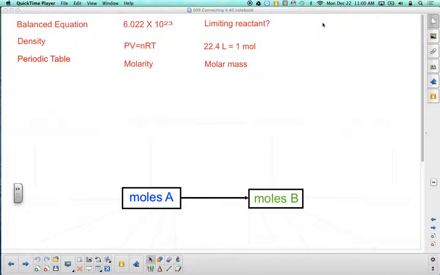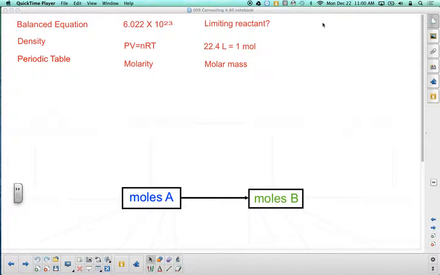Page here is a list of stuff. And you don't need to write down the list of stuff at the top of the page here. But the stuff up at the top of the page represents things that I think you have learned how to manage over the course of the semester. So we've got balanced equations.